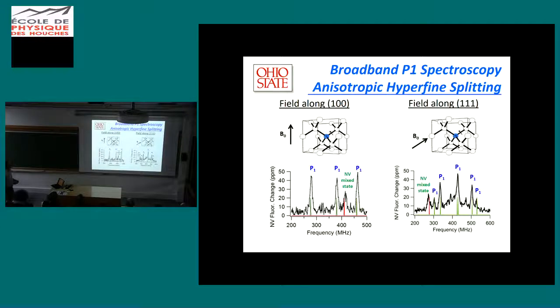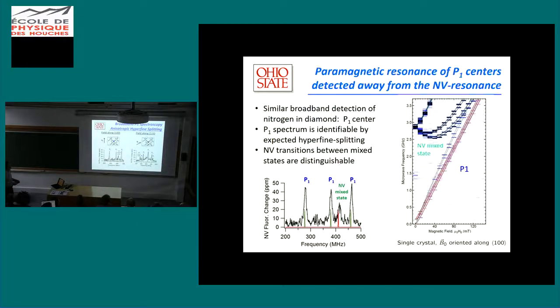In the course of doing some of this work, we started seeing features that we were having a little trouble understanding. And we've come to realize that we're seeing features associated with the P1 center. So unlike the NV center, which is a nitrogen neighboring a vacancy, the P1 is just a nitrogen substitution for carbon. There's a single spin, spin a half, associated with that defect, and that's EPR active, but optically dark. So this is an NV fluorescence that we're showing, and what we see here are these three features. These are very characteristic of the hyperfine splitting of the P1 spectrum. We also see this mixed state that Vincent referred to, which does have low frequency features, but is distinguishable by its spectrum.